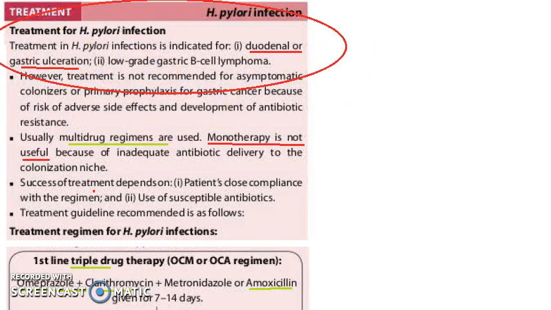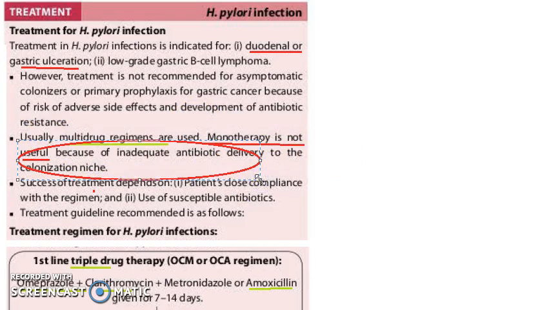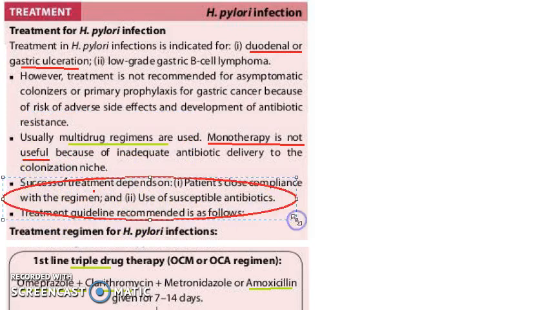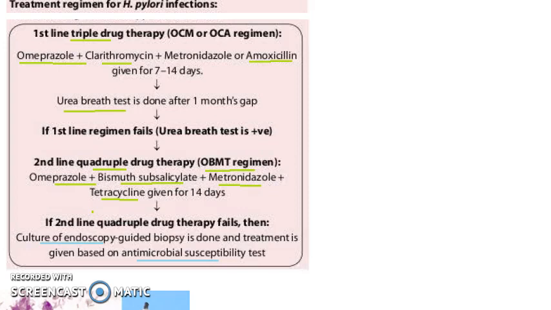The person has come to us and they are saying that they have a problem. So what we will give is a multi-drug regimen. We will not use a single antibiotic. Why? Because monotherapy is not useful, because these colonies have reached this niche. So they are doing their best at that level. To break that, we need a multi-drug regimen. The success of the treatment depends on the compliance of the patient and also the susceptibility of these bacteria to these antibiotics.